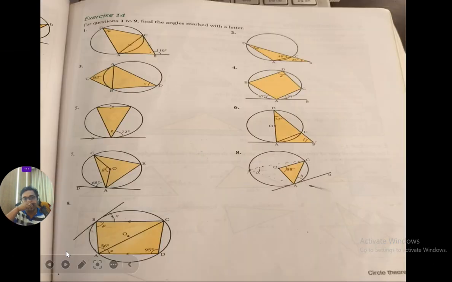Next, here, exercise 14, question number 1. So AB is a tangent, BC is a tangent. This is 110 degree. So the inside one is 70 degree. This is 70 degree. And here these two sides are equal. So this angle is also 70 degree.